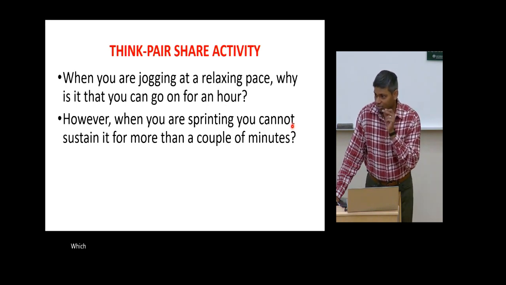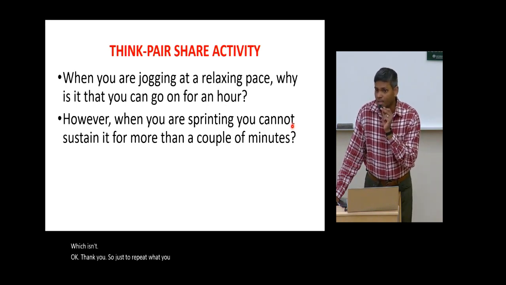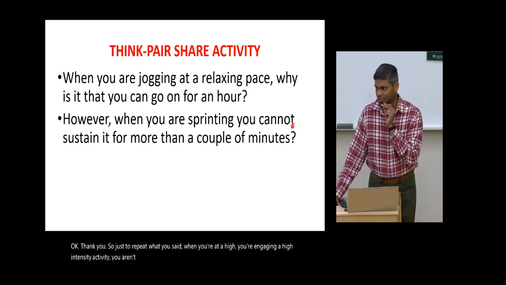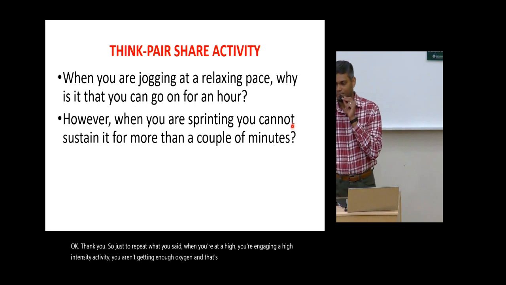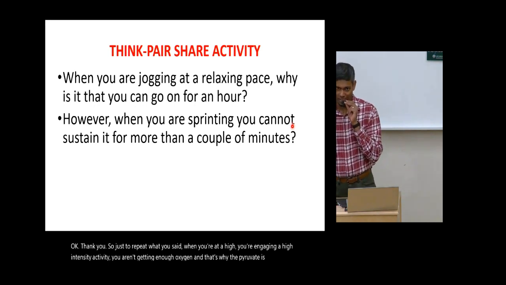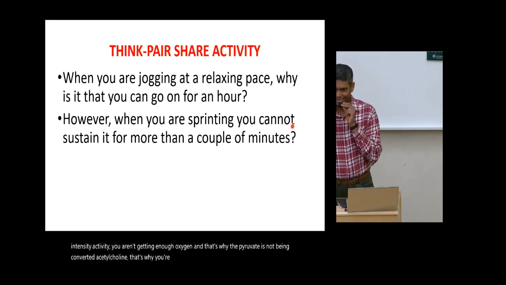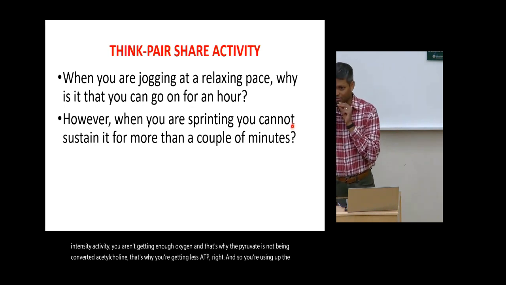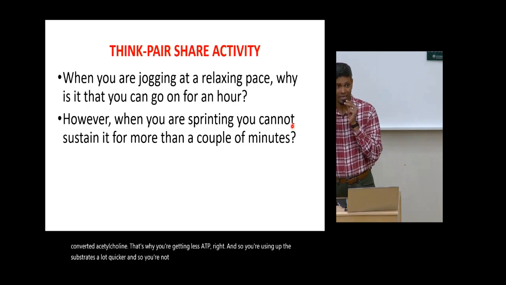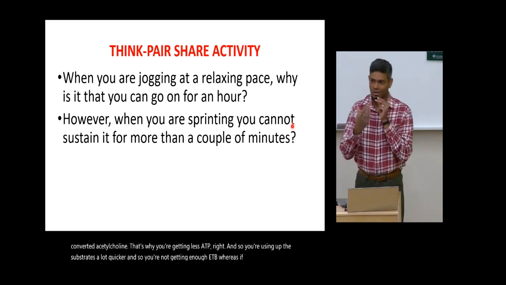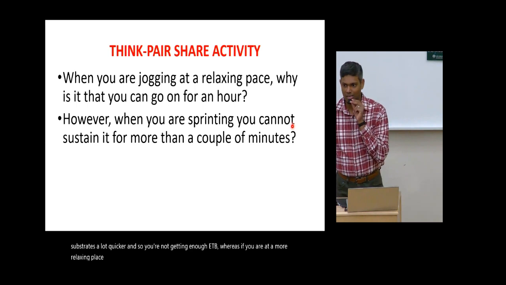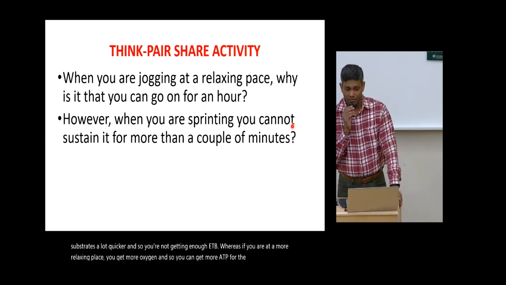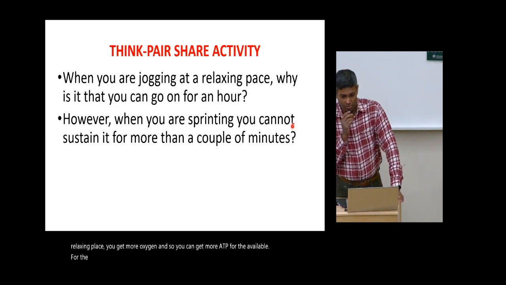Okay, thank you. So just to repeat what you said, when you're engaging in a high intensity activity, you aren't getting enough oxygen, right? And that's why the pyruvate is not being converted to acetyl CoA, and that's why you're getting less ATP, right? And so you're using up the substrates a lot quicker, and so you're not getting enough ATP. Whereas if you are at a more relaxing pace, you get more oxygen, and so you can get more ATP for the available amount of glucose in the body.